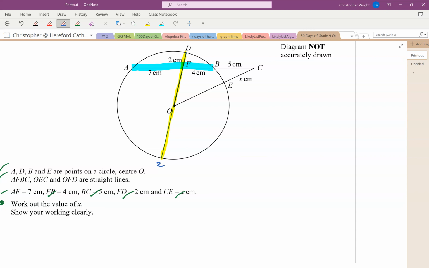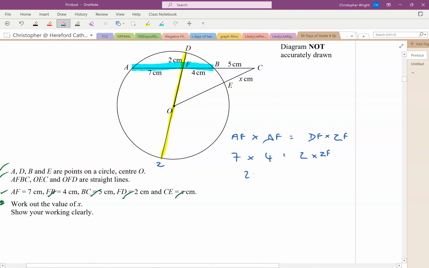So I'm going to have AB and DZ, and I've got F and F and F and F, multiplied and multiplied. So there's the intersecting chord theorem formula set up. Right, AF is 7 times BF is 4 equals DF is 2 and ZF, I don't know what that is, I'll just call it ZF. But look, I can find ZF now. 28 equals 2 times ZF.